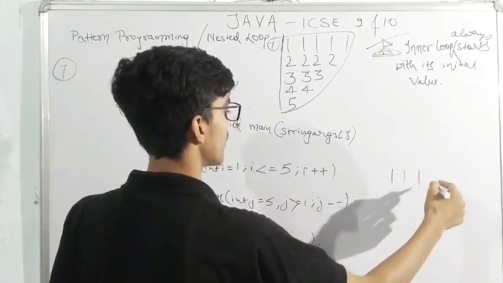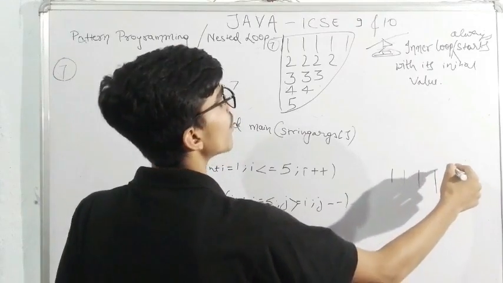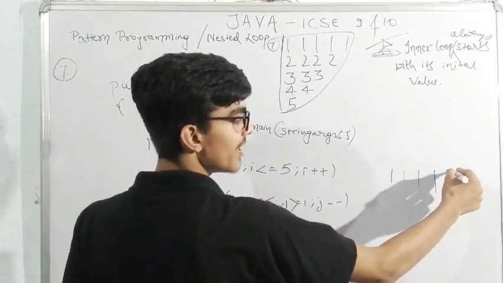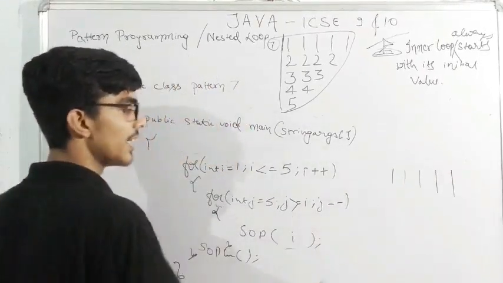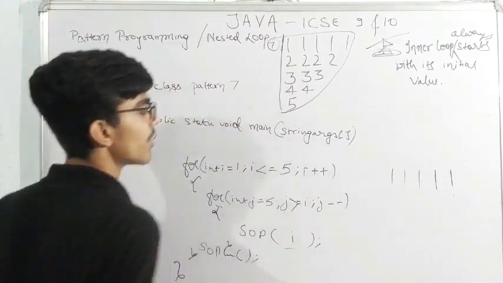3 is more than 1? Yes. 2 is more than 1? Yes. 1 is more than 1? No. But 1 is equal to 1. So we have here 5, 1.